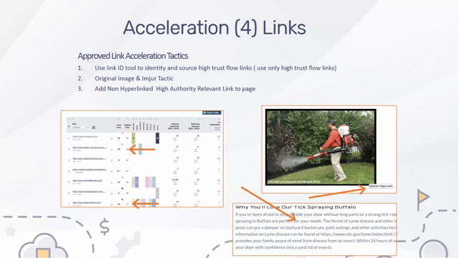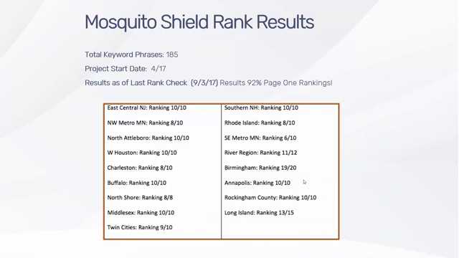Just as an additional bonus, these are the actual results that GB got for Mosquito Shield within 3 months. Okay? Total keyword phrases 185 over 17 locations. 92% of them got ranked on page 1. Right? So East Central New Jersey, they got 10 out of 10 keywords. Northwest Metro, 8 out of 10. 10 out of 10, 10 out of 10, 8 out of 10, 10 out of 10. As we said, 92%. That's amazing.